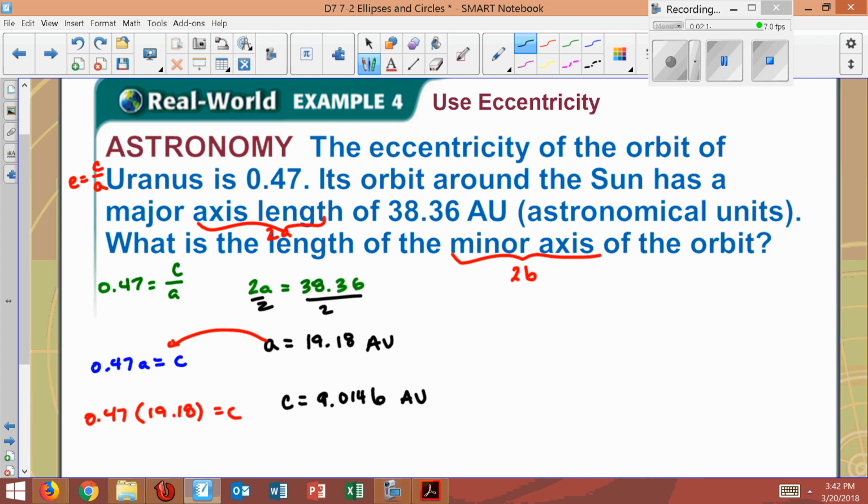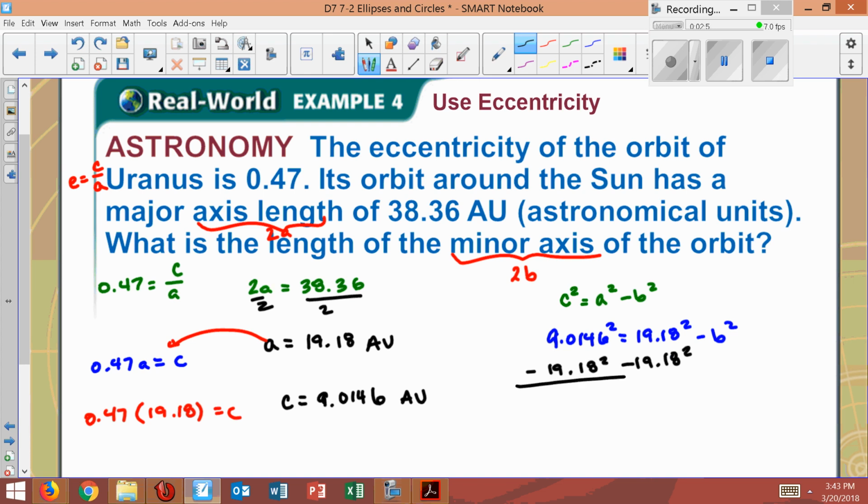So how do we find B? Well, B comes from how the foci and the A and B are related. It's C squared equals A squared minus B squared. That's their relationship. So if I take 9.0146 squared, I can set that equal to my A squared, which is 19.18 squared, and then subtract B squared. I'm just going to subtract 19.18 squared from both sides, and we're going to see what we get here.